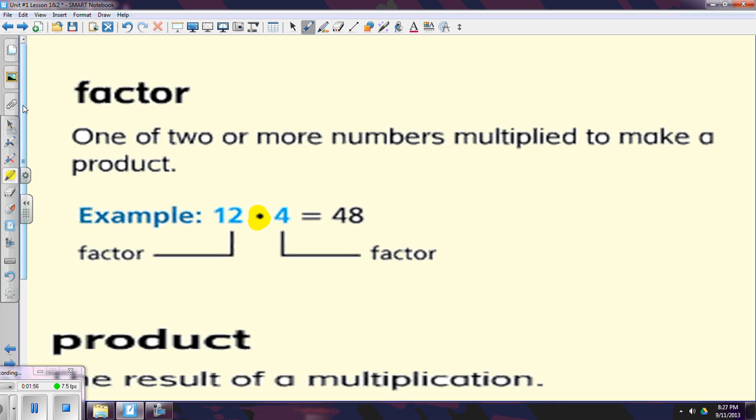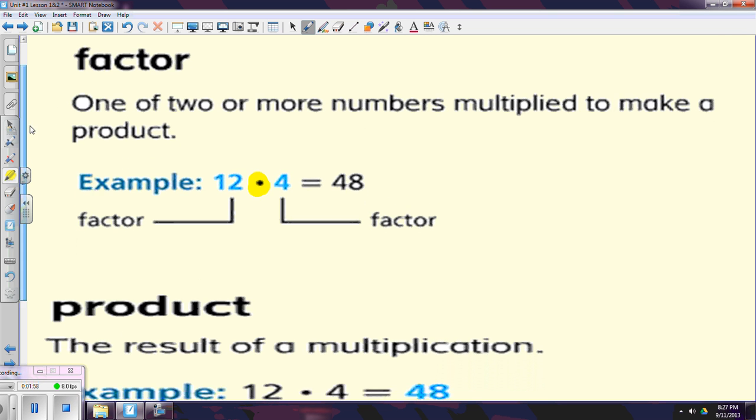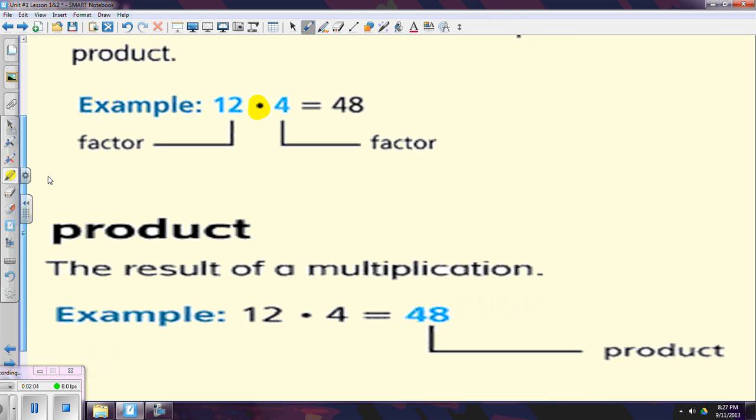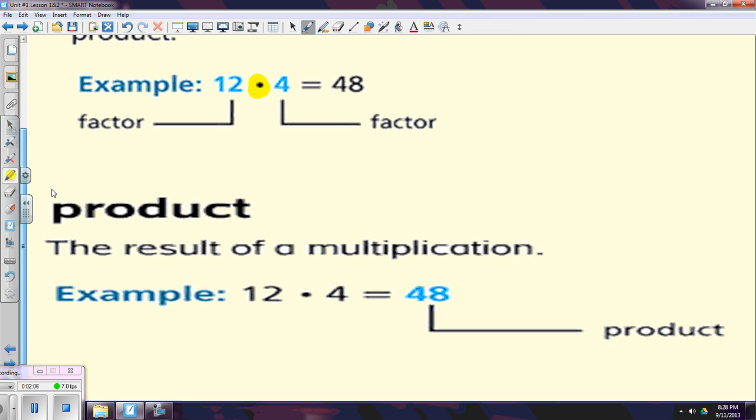So copy that definition down, and then I'm going to scroll down a little bit further, and then you have the definition for product. The product is the result of a multiplication problem. So in this example here, and I do want you to copy the definition and the example, 12 times 4 equals 48. 48 would be considered your product, where 12 and 4 were your factors.